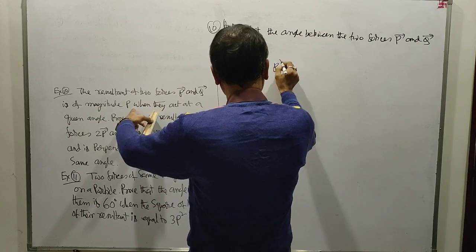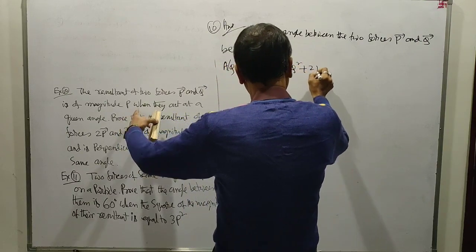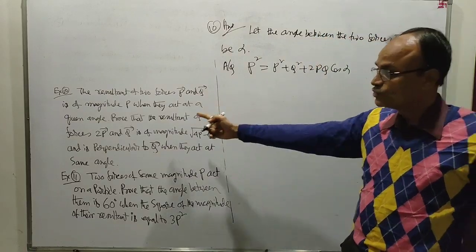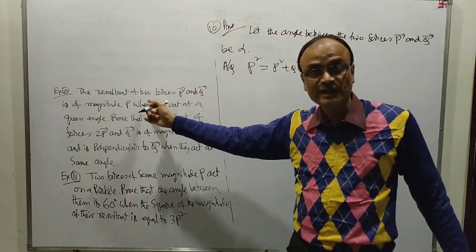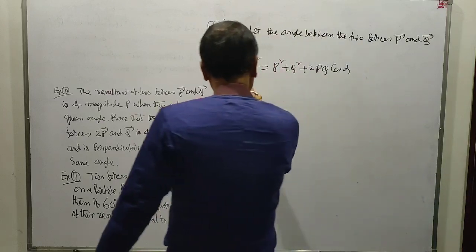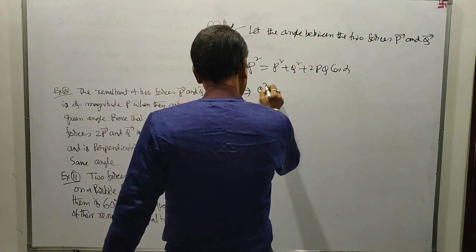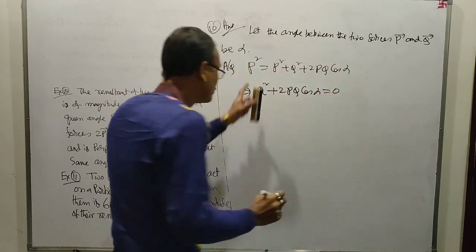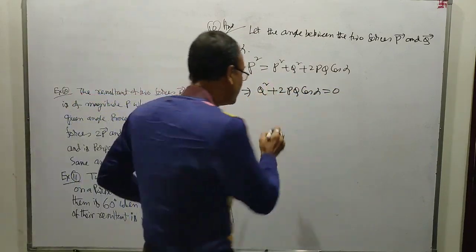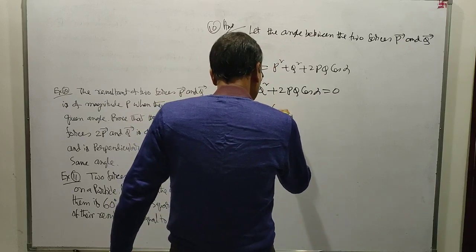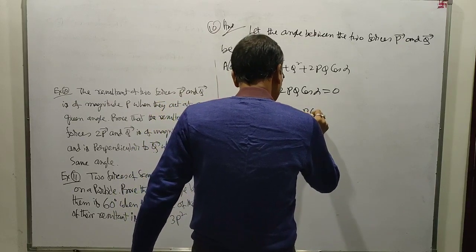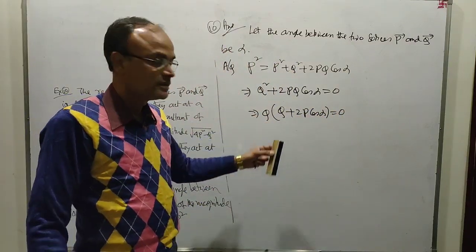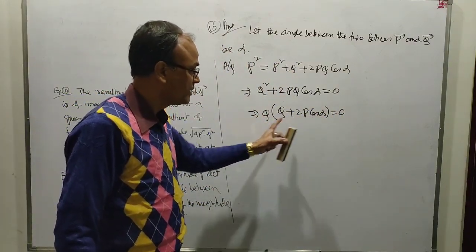P square equals P square plus Q square plus twice PQ cos alpha. According to the question, the resultant of P and Q is P, therefore we get this. This means Q square plus twice PQ cos alpha will be equal to 0. P square will be cancelled from both sides. This means Q into (Q plus twice P cos alpha) will be equal to 0. Either Q is equal to 0 or this is 0.